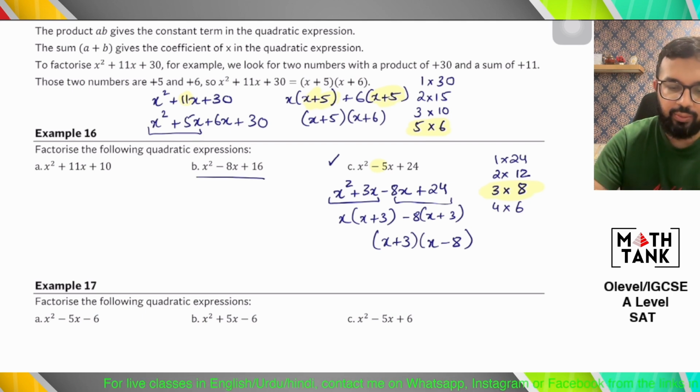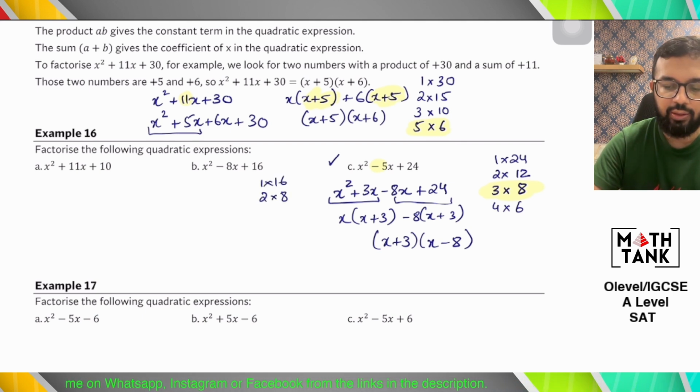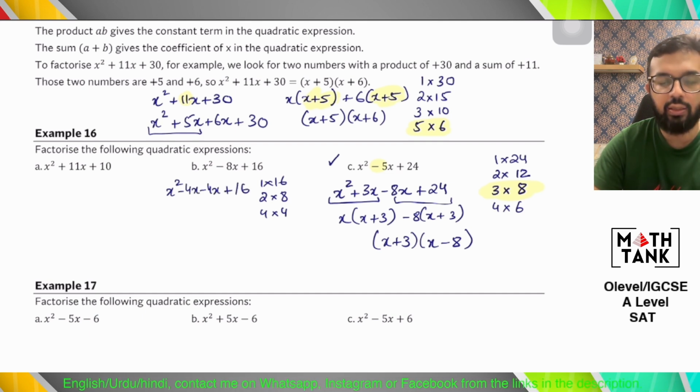Let's talk about this one. Factor out 16. 1 into 16, 2 into 8, 4 into 4. Now I need two numbers that, when added or subtracted, should give me minus 8. So those are the two numbers that can give me minus 8: 4 and 4, nothing else. So x square minus 4x minus 4x should give me minus 8x. What is common to the first two? x. What is common to the other two? Minus 4.